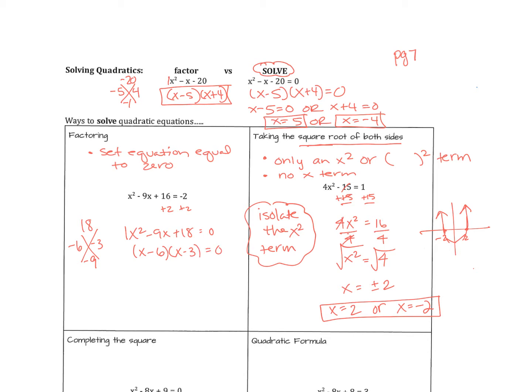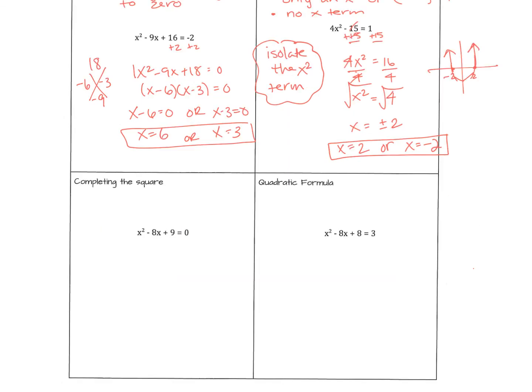Now, I'm not finished. The product of x minus 6 times x minus 3 is 0. So either x minus 6 equals 0 or x minus 3 equals 0. Solving that, adding 6 to both sides, I get x equals 6, and adding 3 to both sides, I get x equals 3. Those are my two x-intercepts. That's where my graph crosses the x-axis. Those are my solutions. Those are my two roots.